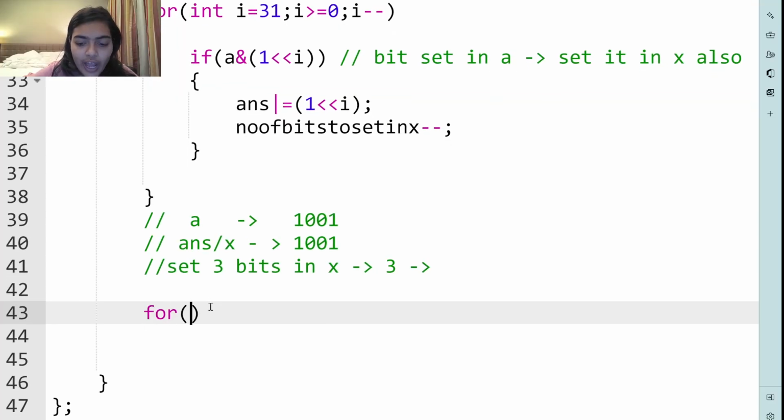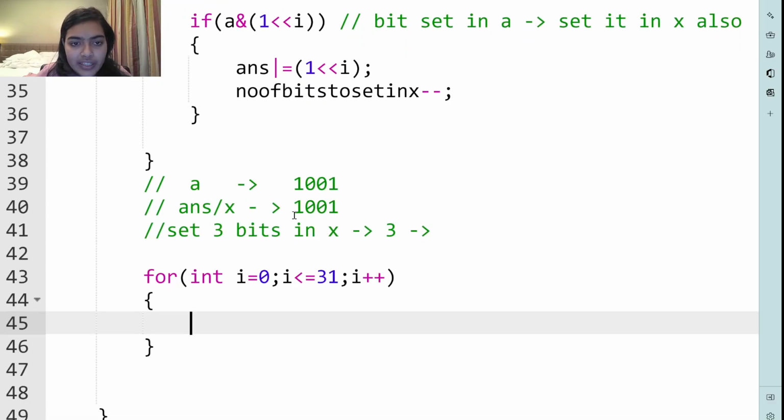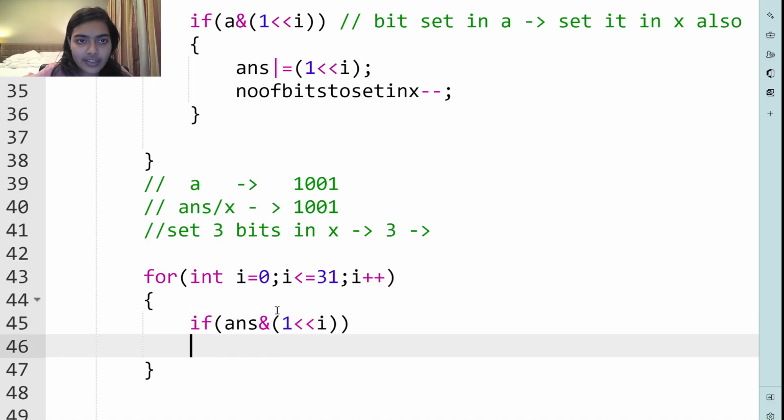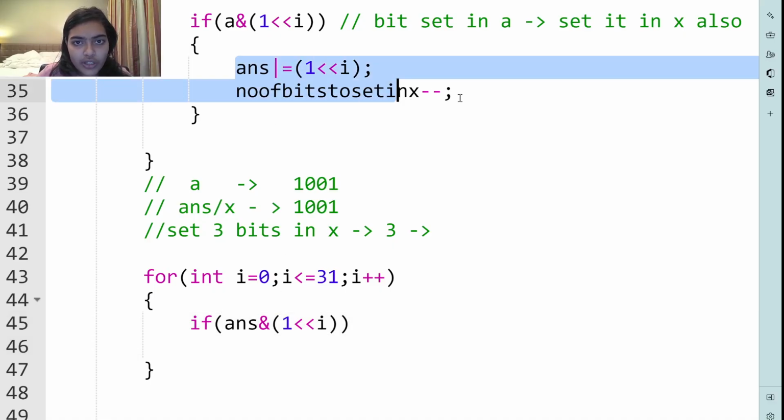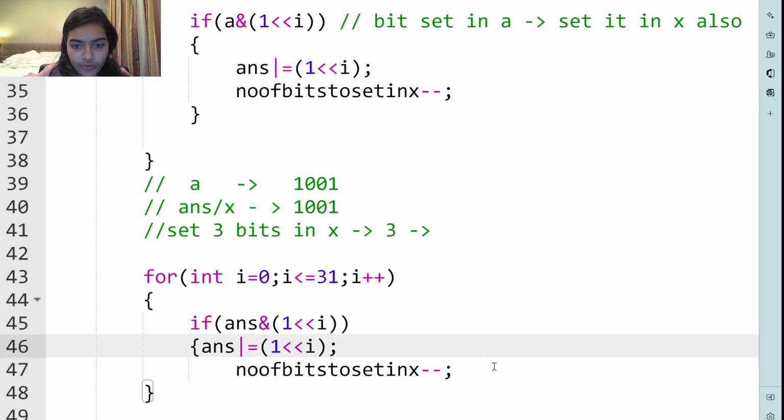So I'm going to traverse from left to right, and check if the bit is not set in the answer from the left side, then I'm going to set the bit. That's it, this is the simple logic. Here I can just give this piece of code.